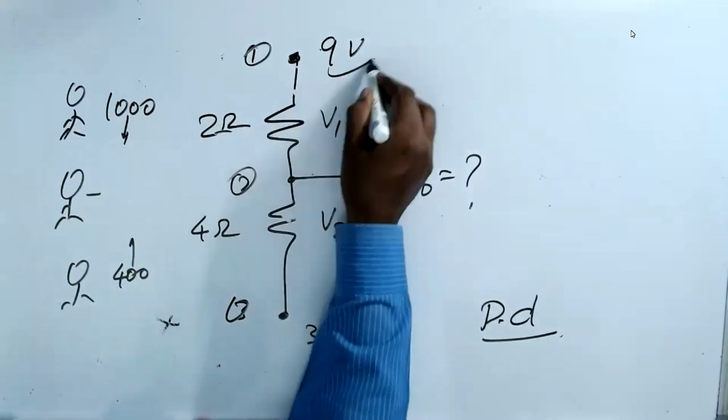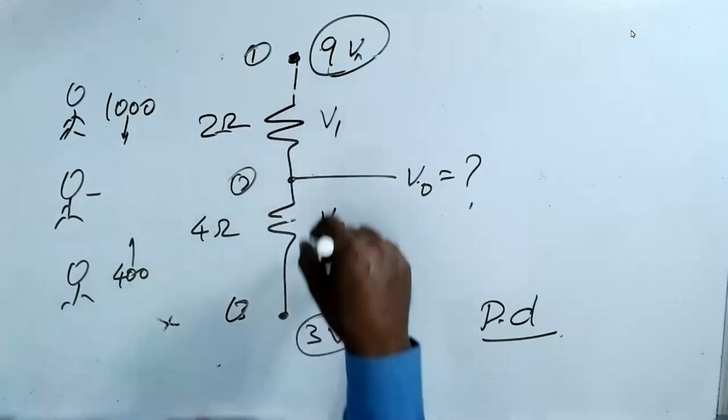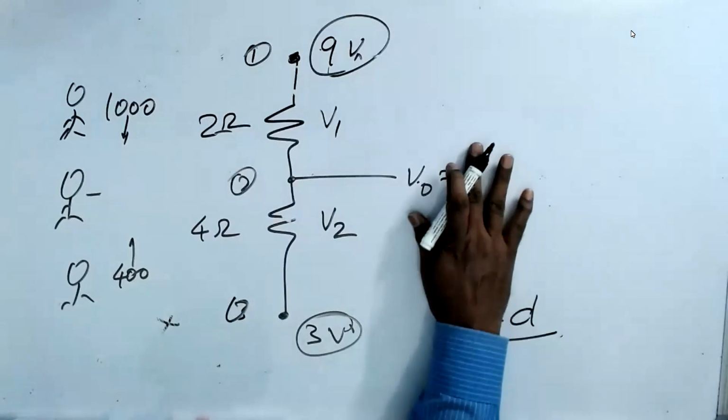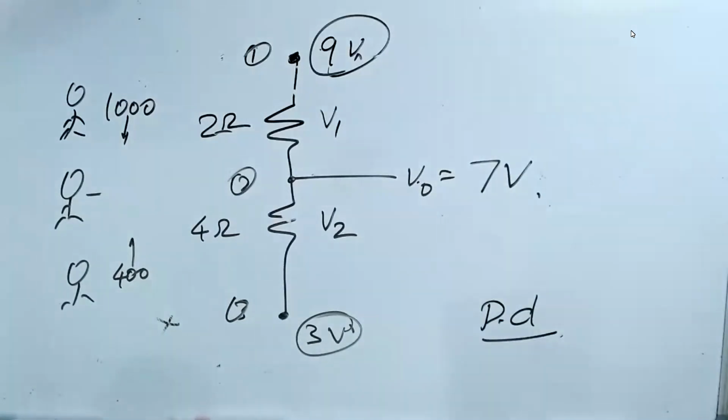This point is 9 volt. This point is 3 volts. So this will be in between 3 and 9. Somebody has given a correct answer. The answer is 7 volt. If you don't understand that, watch these videos.